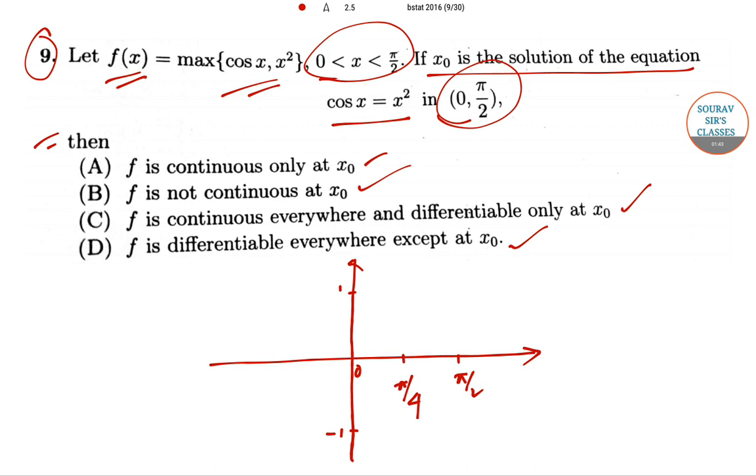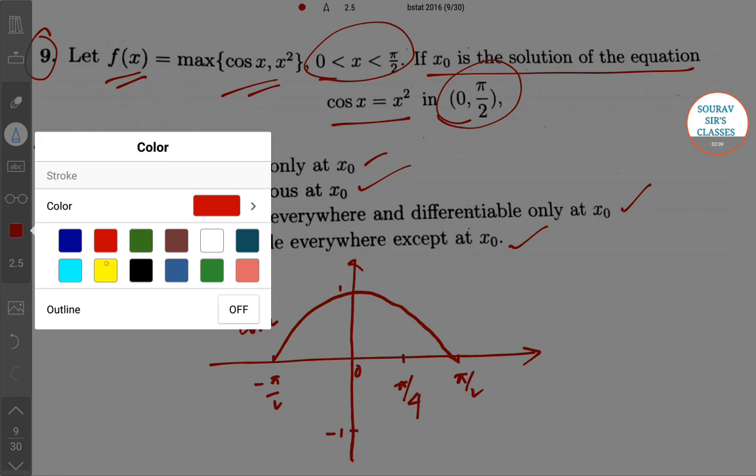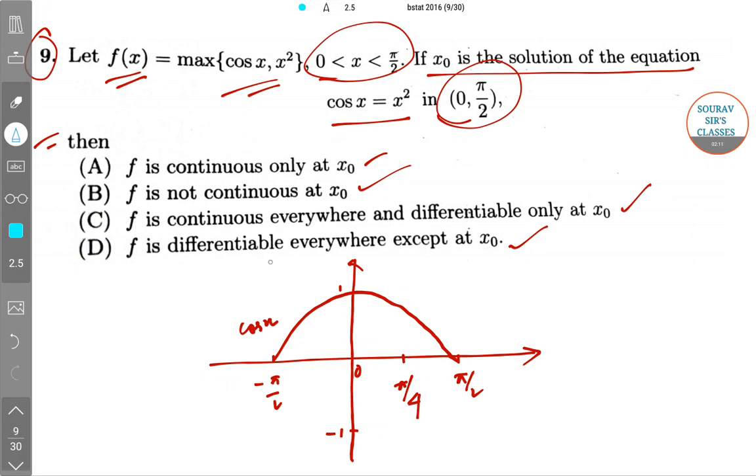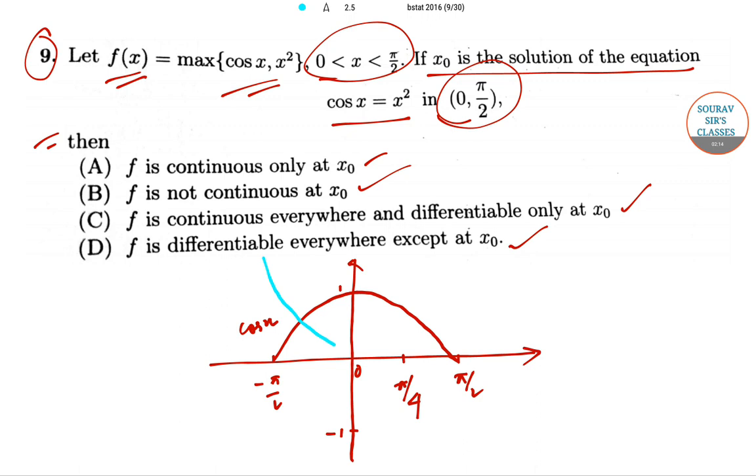Now cos of x will be like this. At x equal to 0 cos of x will be 1, and at x equal to pi by 2 cos of x will be 0. So this is cos of x. Now we'll try to draw x square. x square will be something like this.